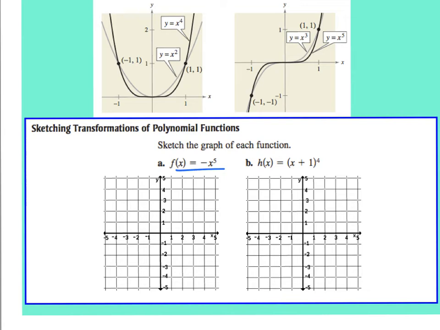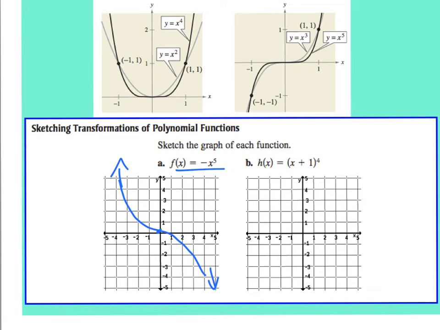Where? Positive infinity. He starts up here. True? Where's he going to end? He's going to end at negative infinity. True? Where is he going to cross the x-axis? If I set this equal to 0, where is he going to cross? At 0. So he's going to cross right there. All right? And so there is what a negative x to the 5th does. Pretty simple.